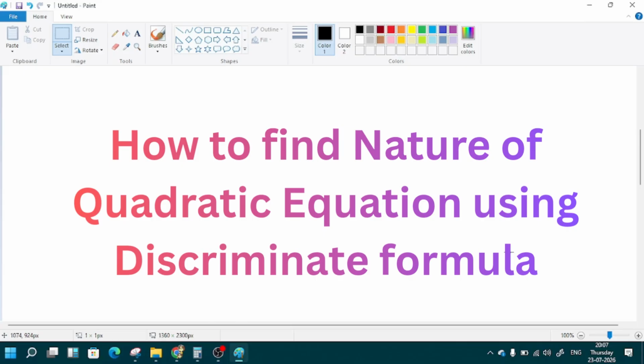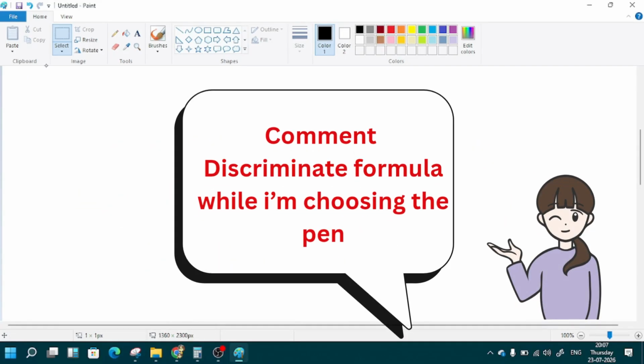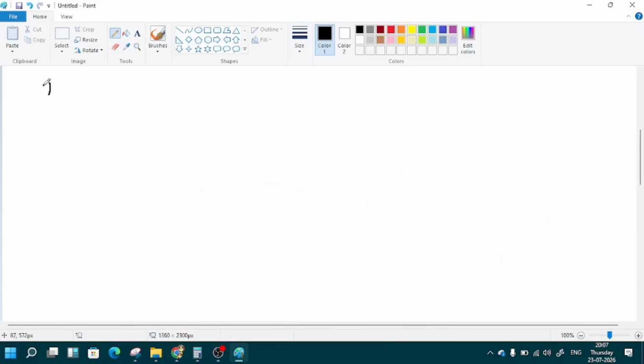Okay, so let's begin with the formula discriminant. Discriminant can be written as D. D is nothing but b square minus 4ac. This is our formula. This discriminant has three cases, and each case has its own nature of roots.